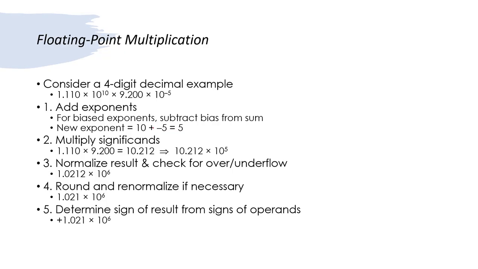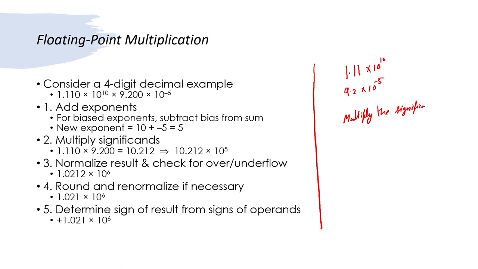Floating point multiplication, again, we will first consider an example and then talk about actual multiplication. When we multiply two decimal numbers, say we want to multiply 1.11 into 10 to the power 10, a huge number, and 9.2 into 10 to the power minus 5. So, what we have been taught in middle school is to multiply the significands and add the exponents.